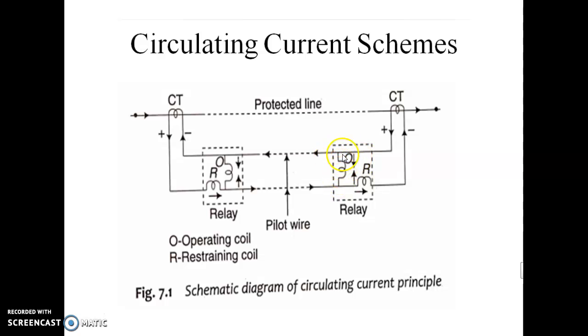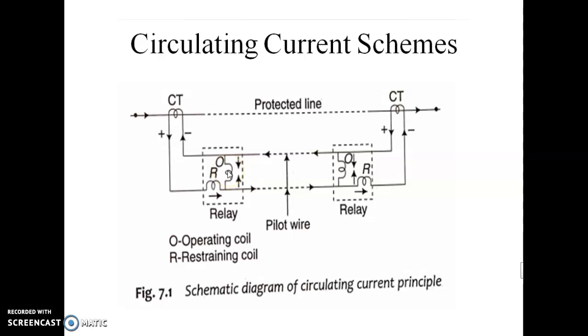How much difference current is flowing, that current flows through the operating coil. At that time, the polarities of the remote end of these CTs get reversed, and hence current flows through the operating coil of the relay. That difference current is detected by the relay and it sends the signal to the circuit breaker, and hence the circuit breaker trips the circuit. Is it clear? In the normal condition or an external fault, the current does not flow through the operating coil. It goes through the restraining coil. In the normal condition there is no current difference, hence there is no current flow through the operating coil.